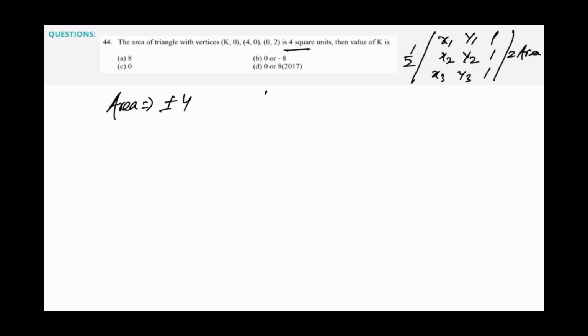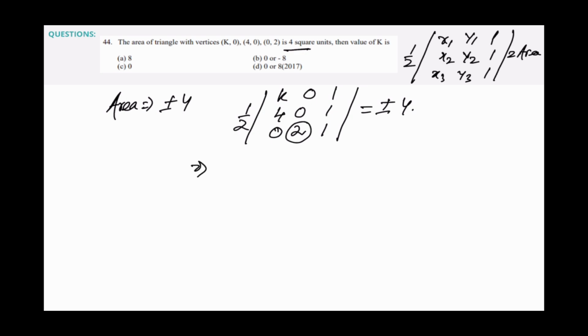Okay, so what we have here, let's put down the values: k 0, then 4 0, and 0 2, and 1 1 1 here, correct? So we can expand along any, whichever we want. And that is equal to half of this is equal to plus minus 4. Send it that side. So I'll expand along this, because two zeros are there, we can easily go through that. Okay. So this one if I do, what I'll get is, this is what?